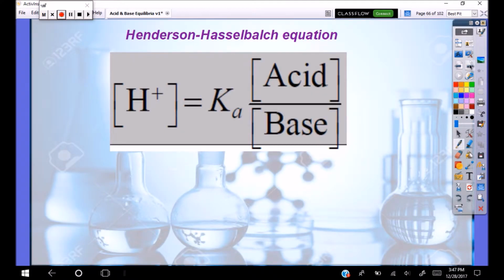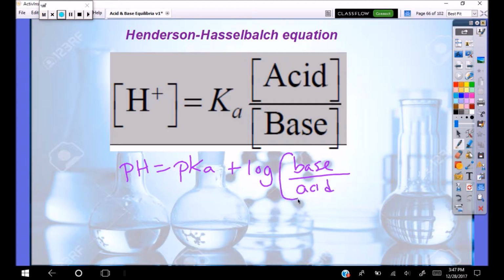So there's a way we can calculate this. It's called the Henderson-Hasselbalch equation. The form that's probably going to be on your formula sheet is going to look like this. pH is equal to the pKa plus log of the base concentration over the acid concentration.